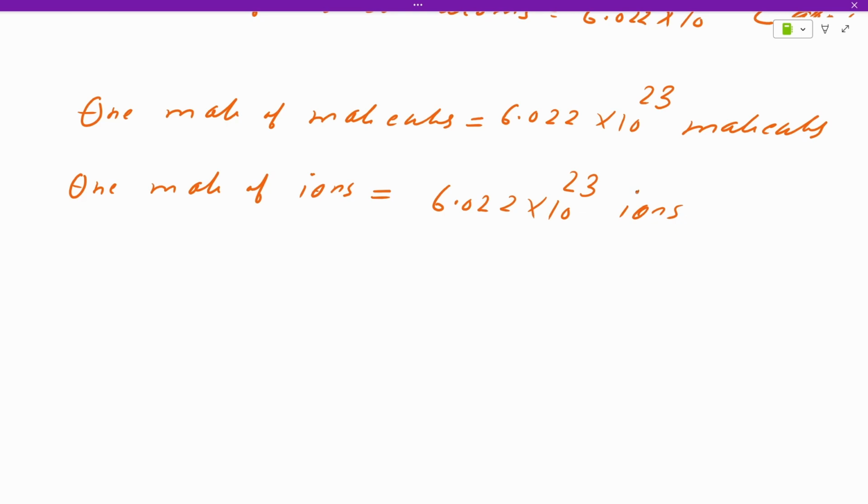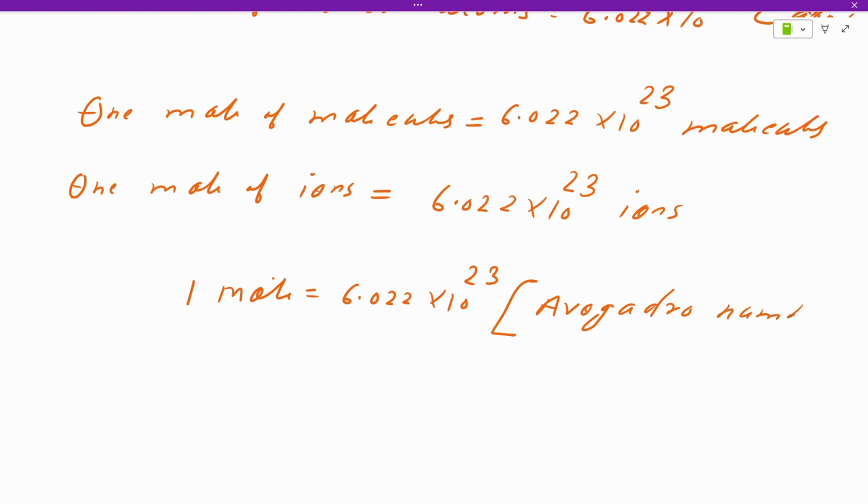Clear? And this number is also known as Avogadro number. 1 mole is equal to 6.022 into 10 raised to power 23, and this number is called Avogadro number.